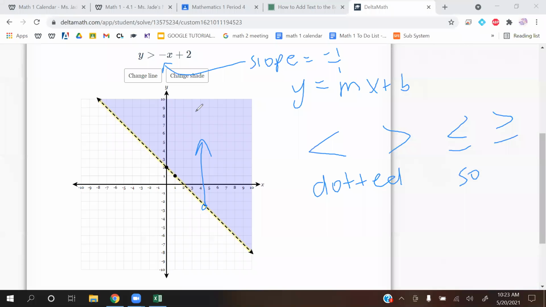This is solid. And then also this one, this is like y is less than. If you have y in the front, this is how you want to read it. Y is in the front. If it says y is less than, then you shade down. Y is greater than, you shade up. Y is less than or equal to, you shade down with a solid. Y is greater than or equal to, you shade up with a solid. Okay. Any questions on this one?